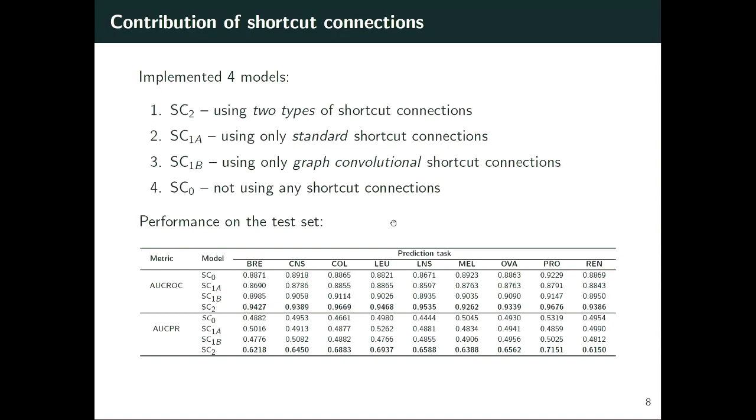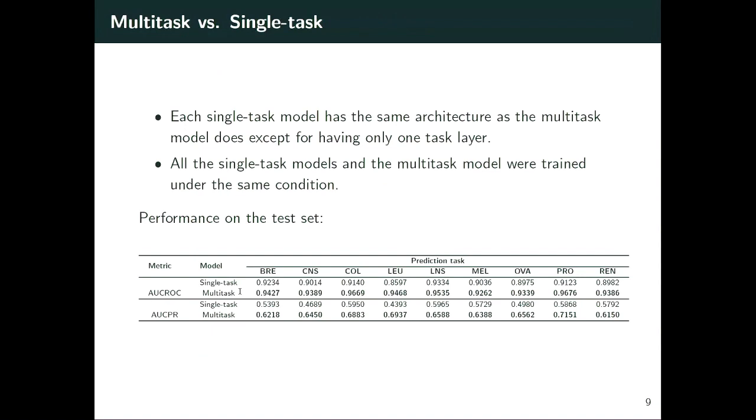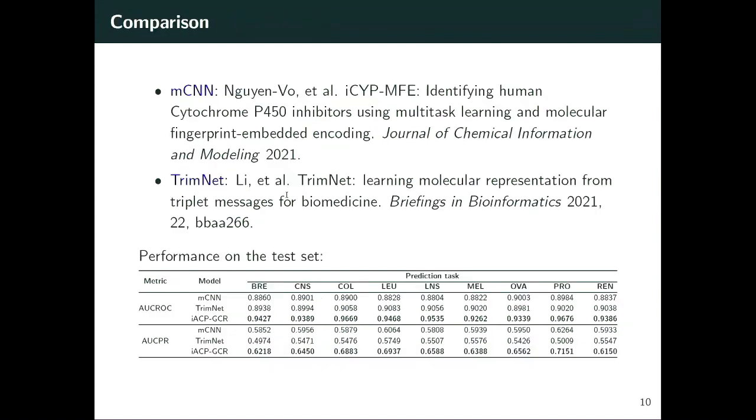The performance on the test set shows that the model that we propose, using 2 types of shortcut, achieves the best performance among the 4 models. And also, comparing multitask and single task, we achieve higher performance with multitask learning. We also perform a comparison with 2 other models, and the performance shows that our model is better.